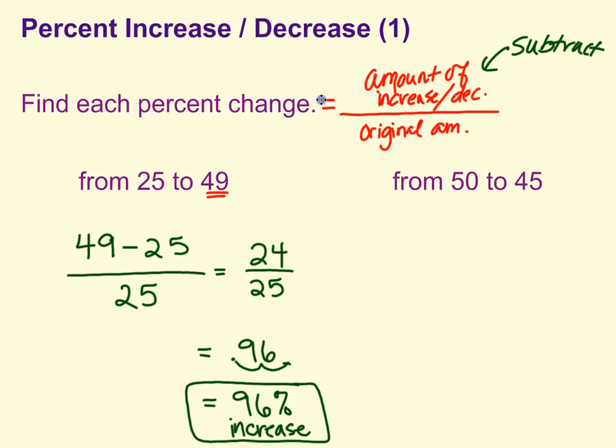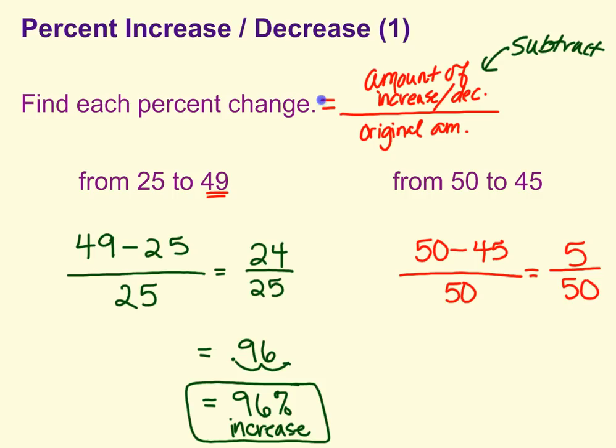Alright, so next example, we're going from 50 to 45. So first we subtract on top, find the amount of the increase or decrease, and divide it by the original amount. So did it start out at 50 or did it start out at 45? Well, it went from 50, so there's our starting amount. So 50 minus 45 is 5, divided by 50.